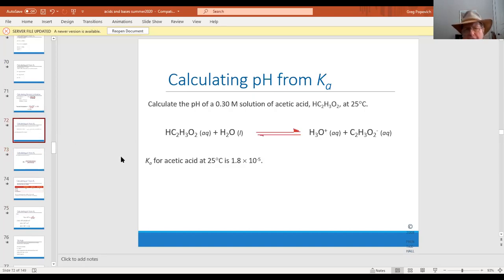Calculate the pH of a 0.30 molar solution of acetic acid at 25 degrees C. Ka for acetic acid is 1.8 times 10 to the minus fifth.